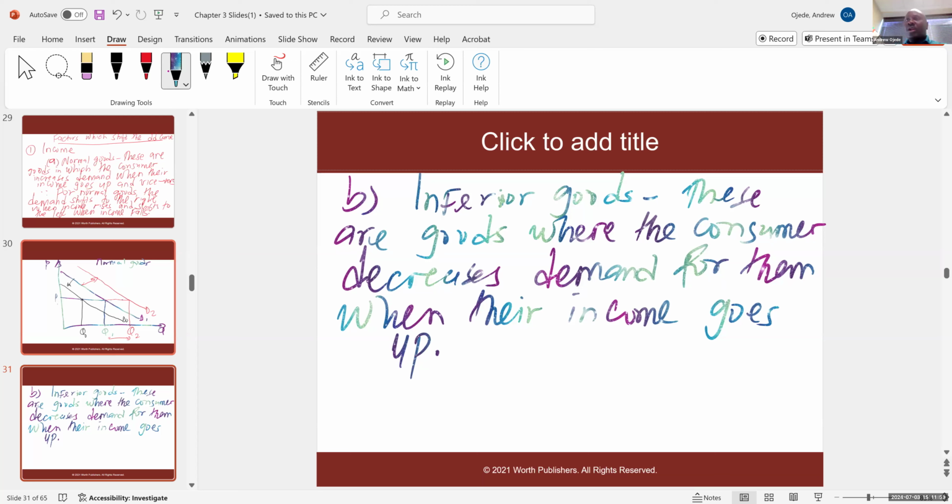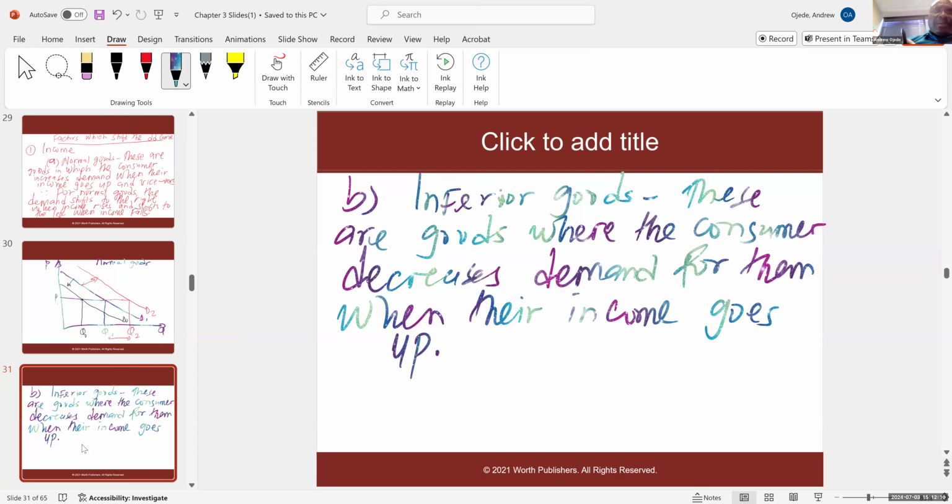But overall, what I'm saying is that inferior goods are goods where if your income goes up, you buy less of those goods. Normal goods is when your income goes up, you buy more of those goods. But with inferior goods, you're going to buy less instead.